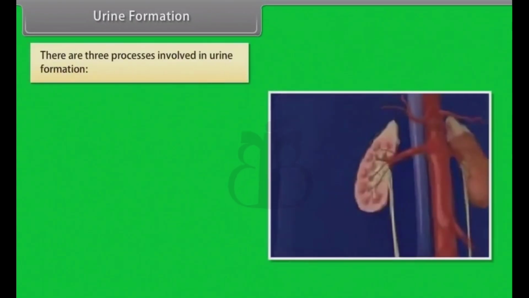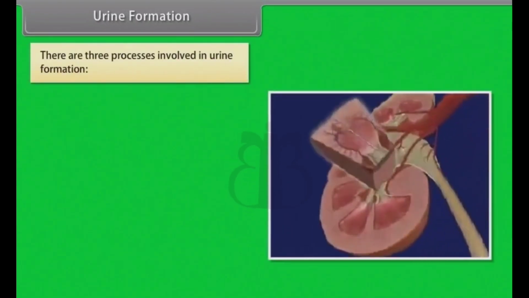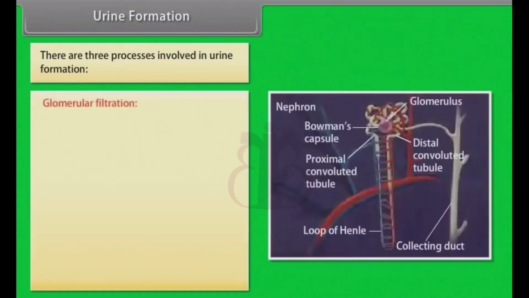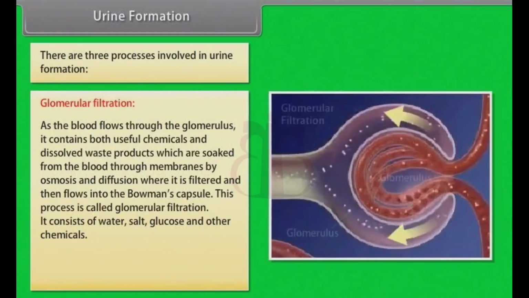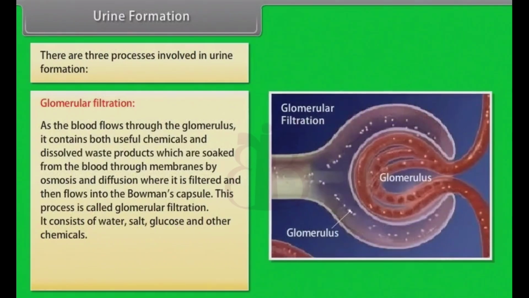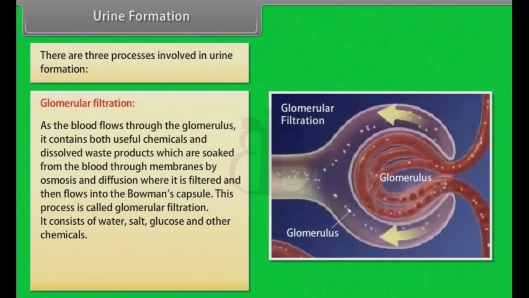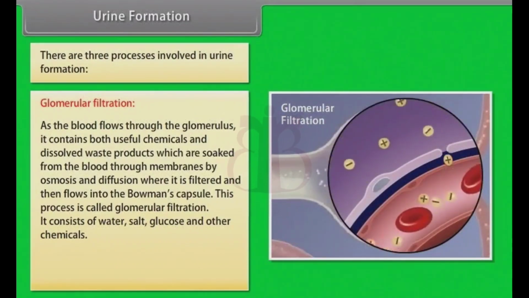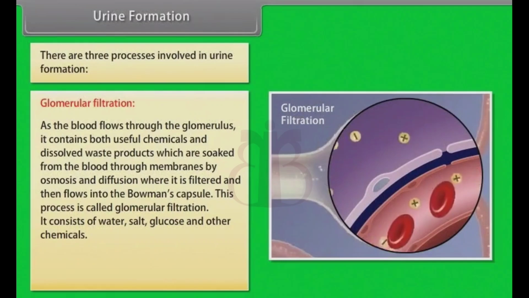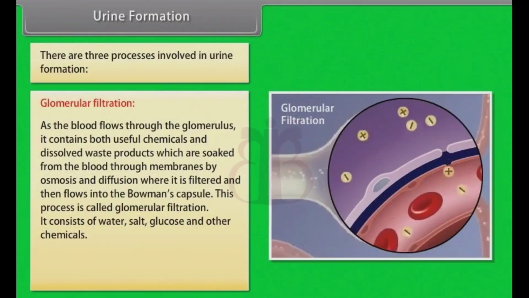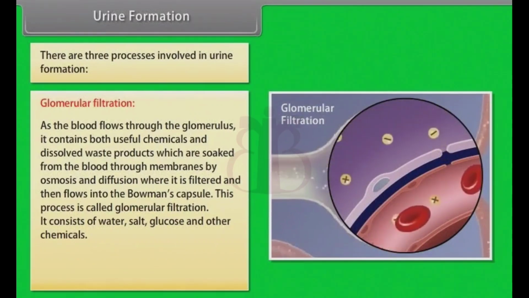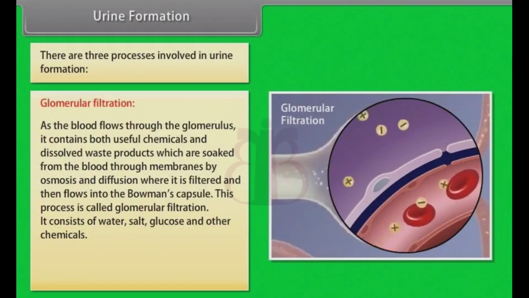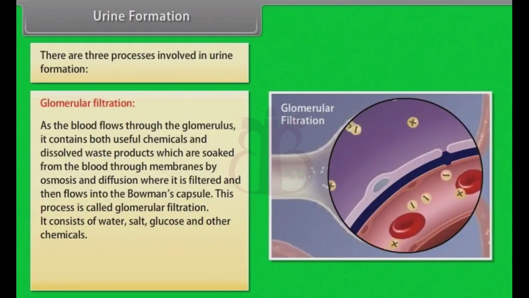Urine formation. There are three processes involved in urine formation. First is glomerular filtration. As the blood flows through the glomerulus, it contains both useful chemicals and dissolved waste products, which are soaked from the blood through membranes by osmosis and diffusion, where it is filtered and then flows into the Bowman's capsule. This process is called glomerular filtration. It consists of water, salt, glucose, and other chemicals.